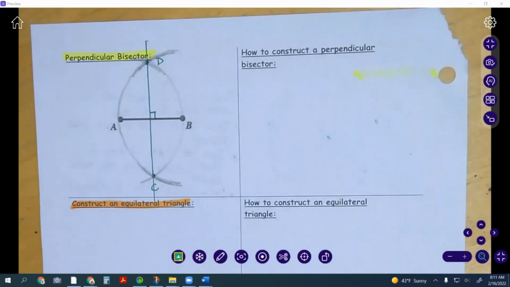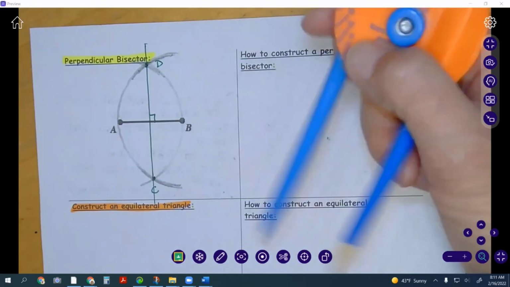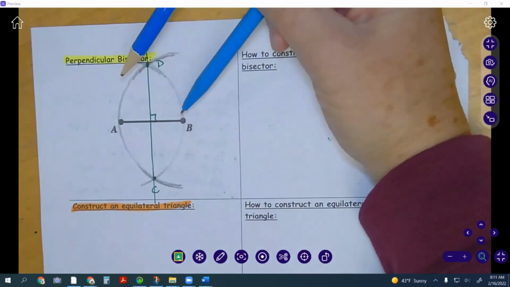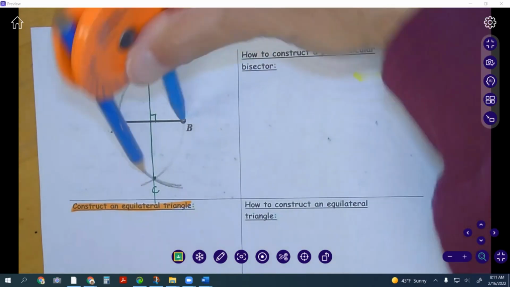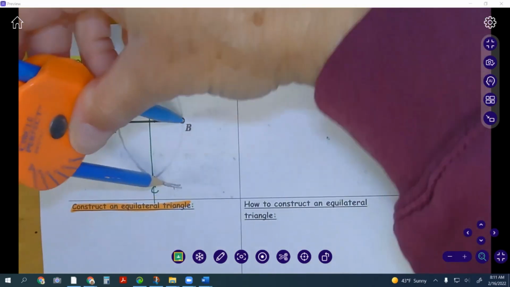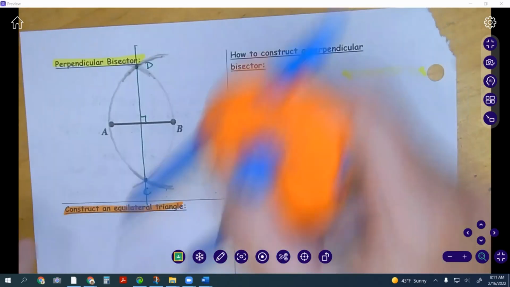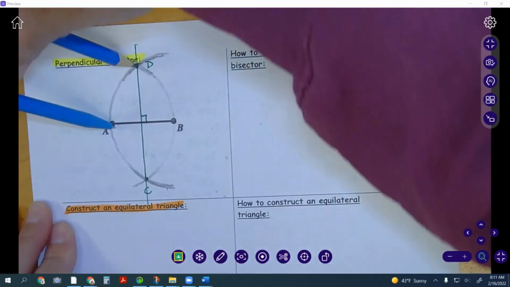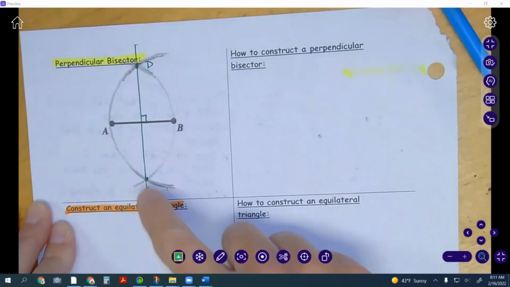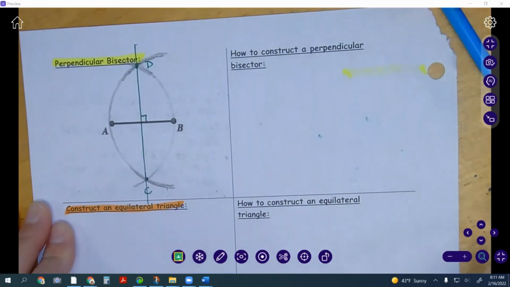Okay. So again, you choose a circle radius that's more than half the distance from A to B. From B, we're going to mark below the line and above the line. Then from A, I'm going to do the same, below the line, above the line. Where they cross, I connect those 2 points. That is my perpendicular bisector.